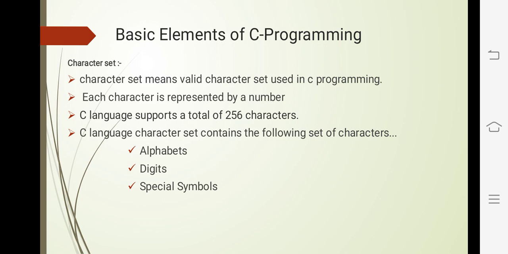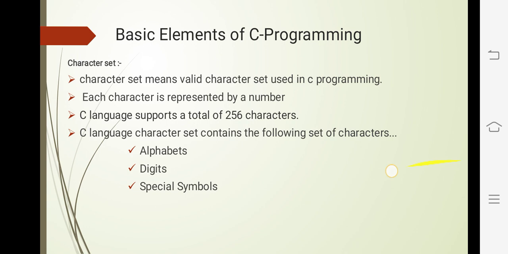Character set means the valid characters that are used in C programming, and each character is represented by a number. The C language character set contains the following sets of characters, that is alphabets, digits and special symbols. The C language supports a total of 256 characters. These characters are a collection of alphabets, digits and special symbols.